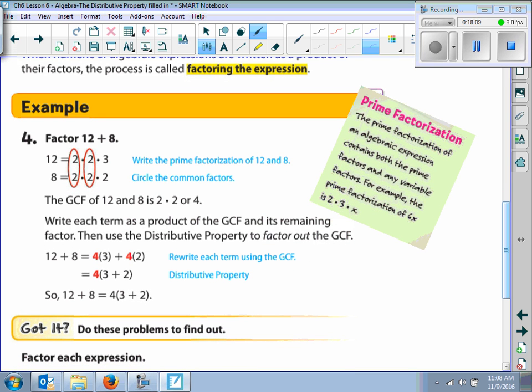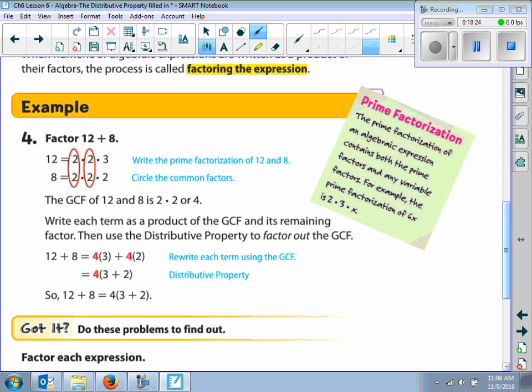And what's left here? The 3 and the 2. So now we're going to add 3 plus 2. So here is the expression that we're looking for: 4 times the quantity of 3 plus 2. Is everybody clear with that?